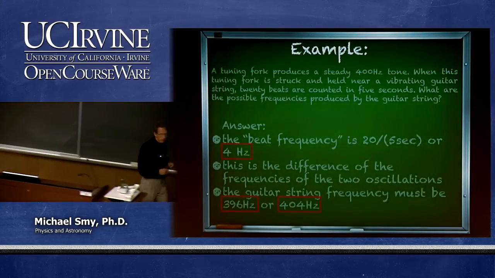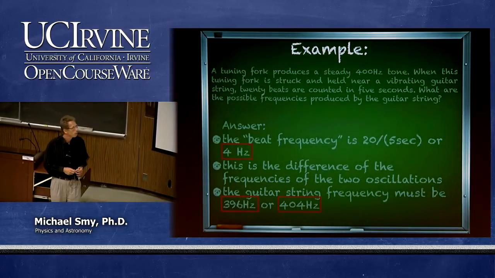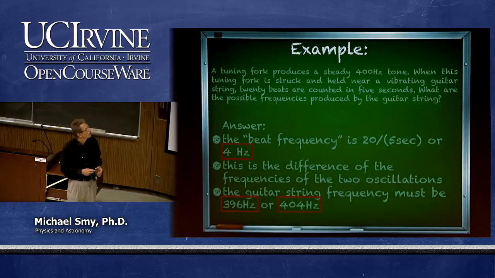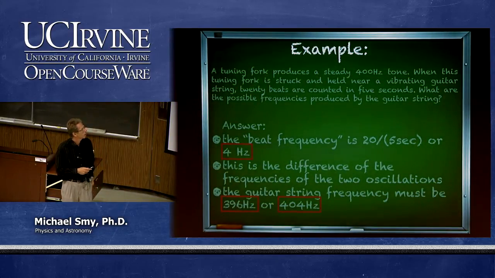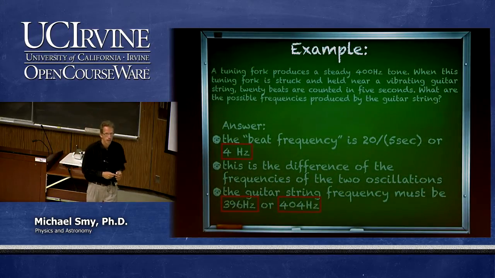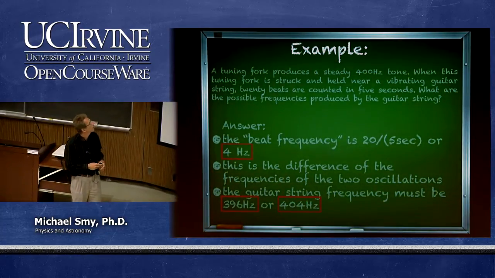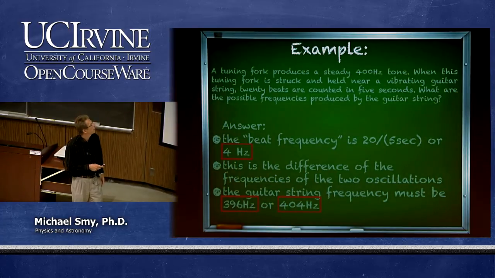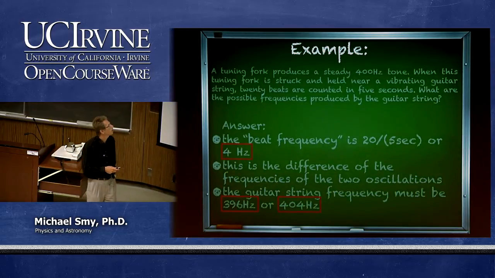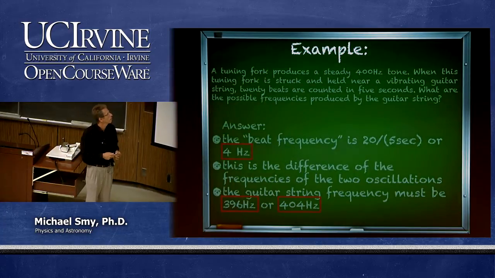So let's illustrate this with an example as well. Let's say we have a tuning fork which produces a steady 400 Hertz tone. This tuning fork is struck and then held near a vibrating guitar string. If you do that, then you can hear distinct beats. And if you count them, you find out that there are 20 beats for every 5 seconds. And the question is, what are the possible frequencies produced by the guitar string?